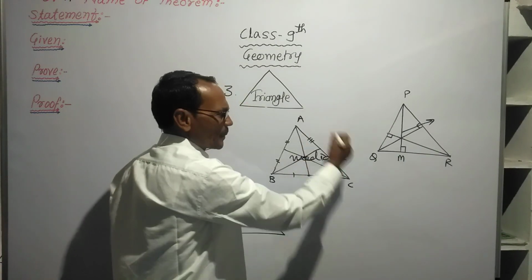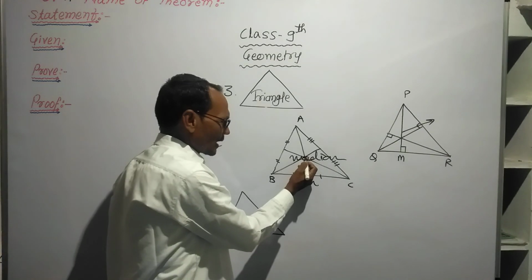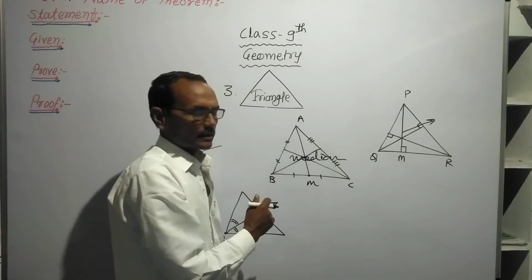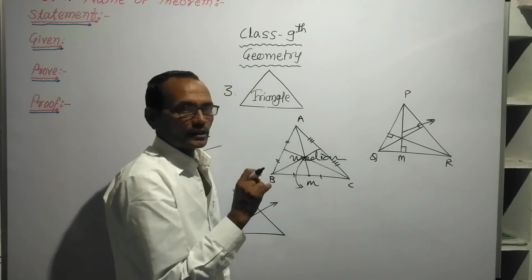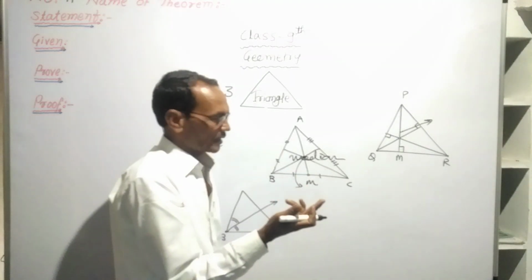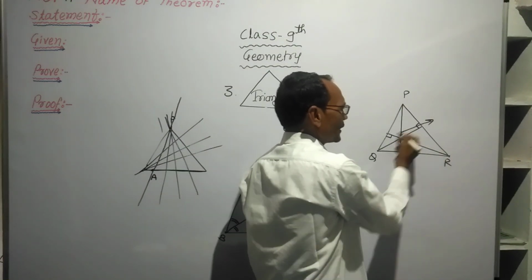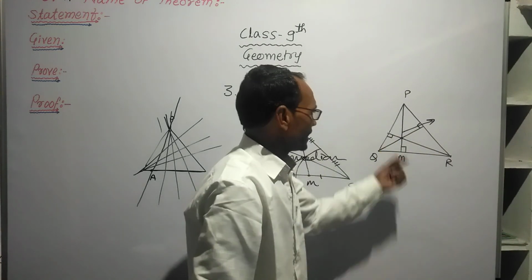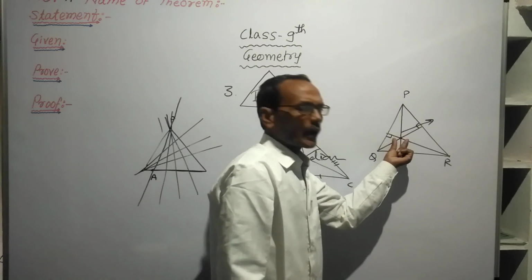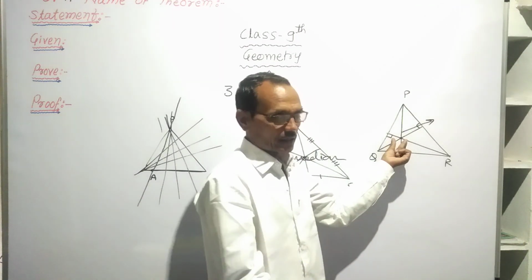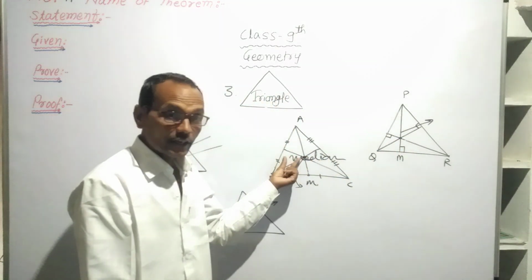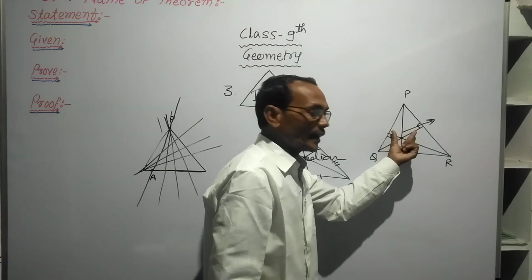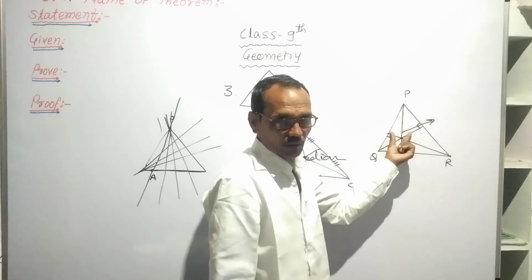All the medians of a triangle, it means the three medians of a triangle, are concurrent lines. They pass through only one point. Such a point is known as the centroid, the concurrent point of medians. Now, all the altitudes of a triangle are also concurrent lines. And the concurrent point is known as the orthocenter. This is the centroid. The concurrent point of medians is known as the centroid, and the concurrent point of altitudes is known as the orthocenter.